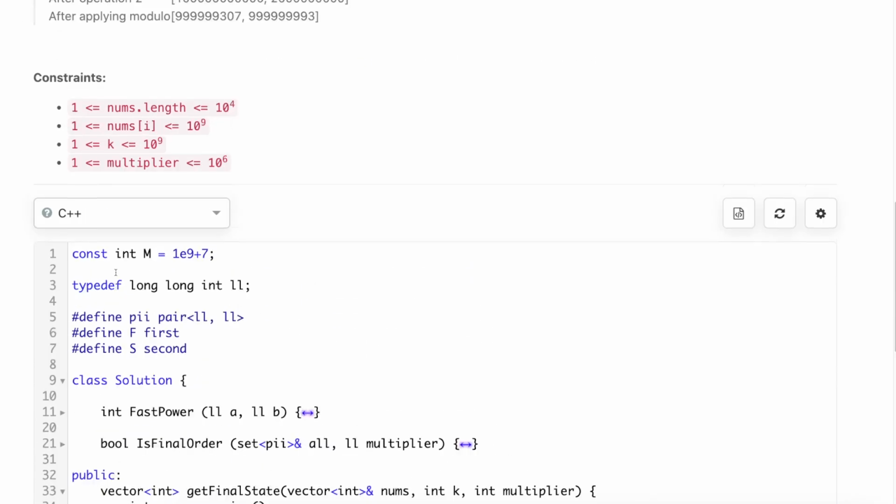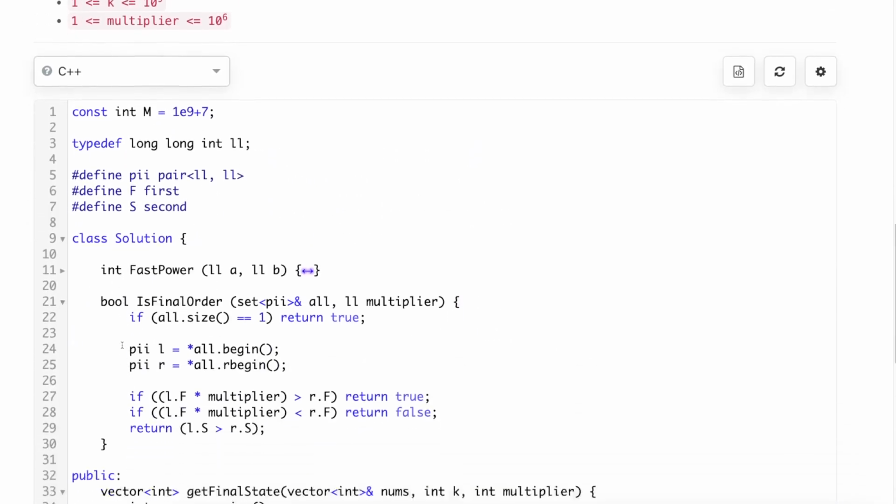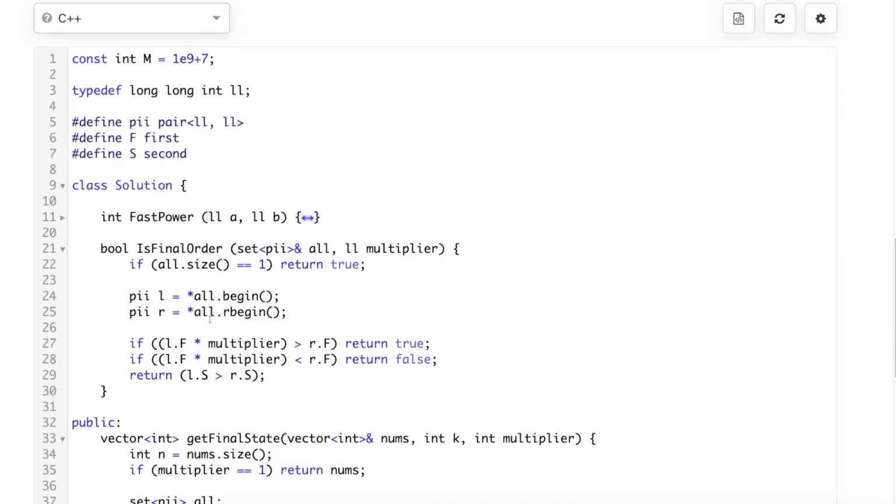Now, finally, looking at this is final order. This is like the very straightforward function that we discussed. If the size is 1, we are sure that it is the final state. It is not competing with something else. We need to apply the operation on this itself. To be honest, this was something I added after I got wrong answers in a test case. After that, you will simply take the first element and the last element and see whether this condition is satisfied or not. If this is satisfied, all good. If it is not, all bad.